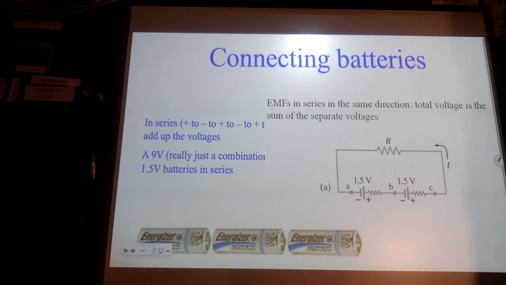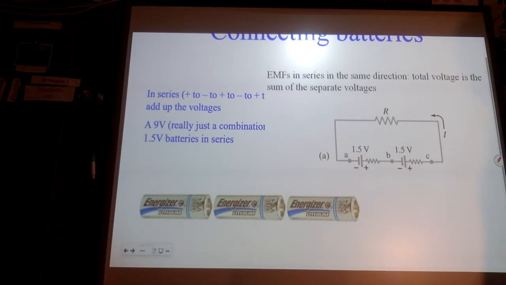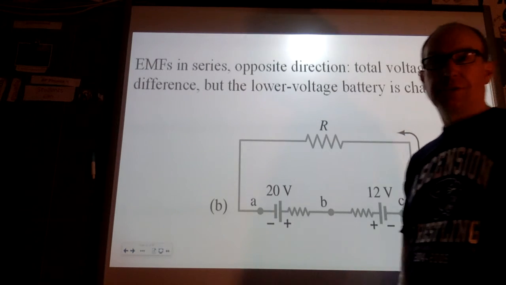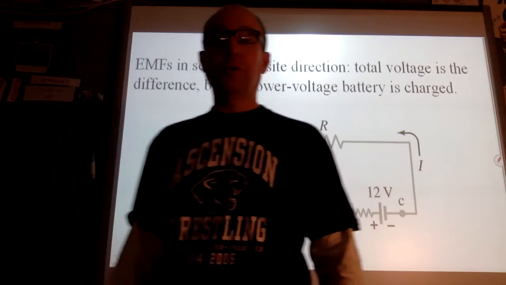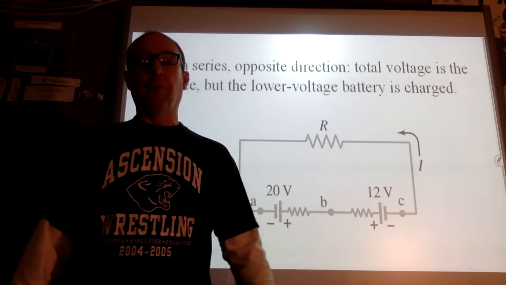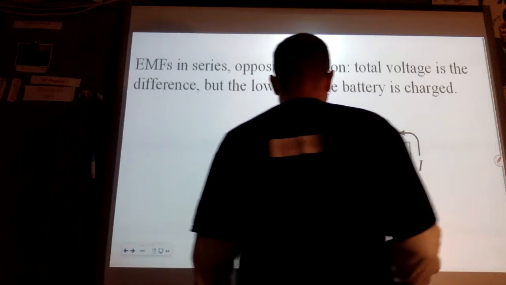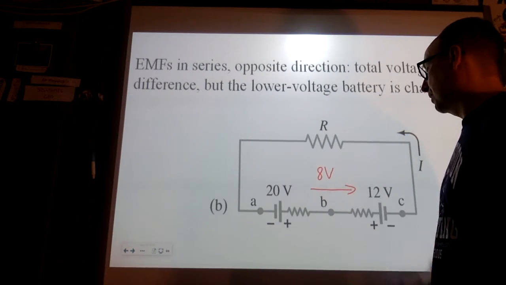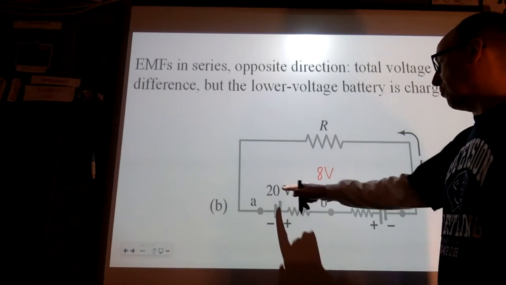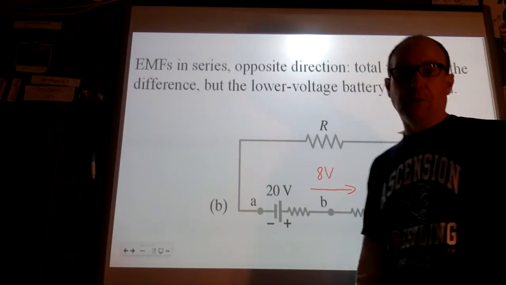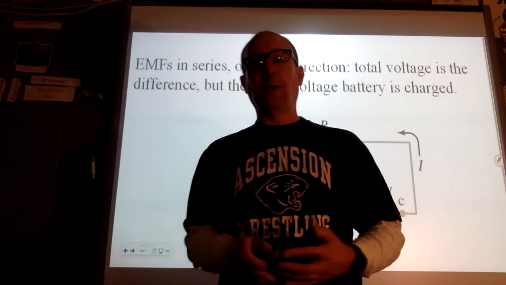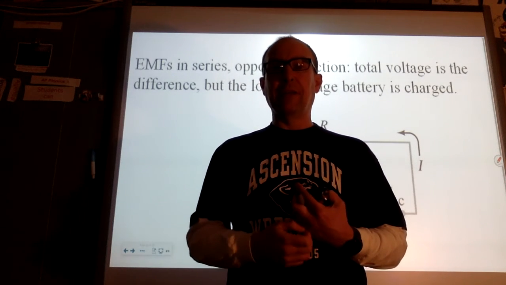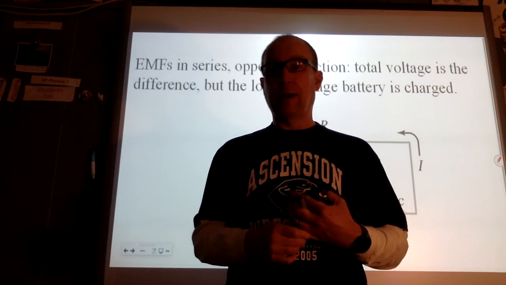Like I said, if we put batteries end to end in series, we add up the voltage. If you put them opposed to each other, the big battery will overpower. So this resistor would be feeling 8 volts, and the current would be going that way. So the 20-volt battery would overpower the 12-volt battery. This probably doesn't make sense, why you'd ever wire things up backwards, but incidentally, you guys do this all the time. I'm doing it right now.